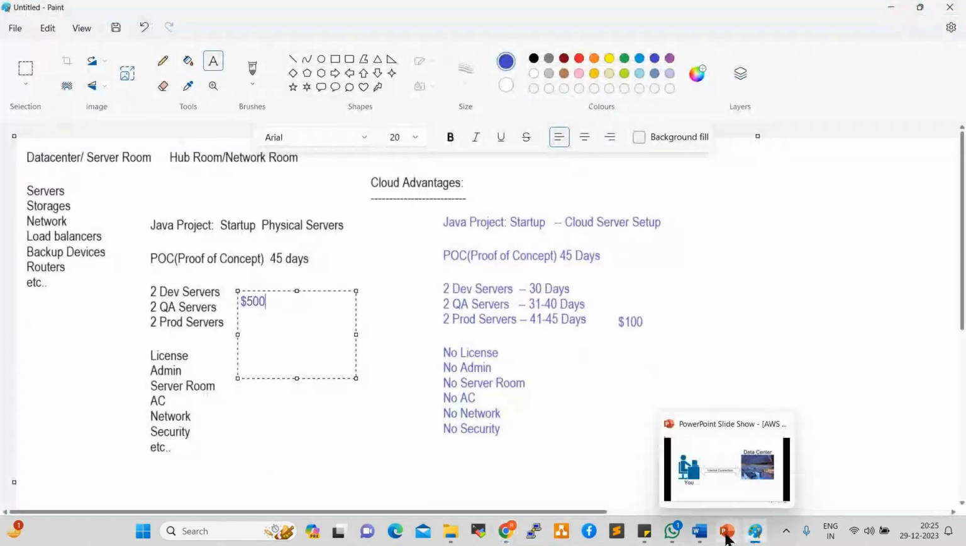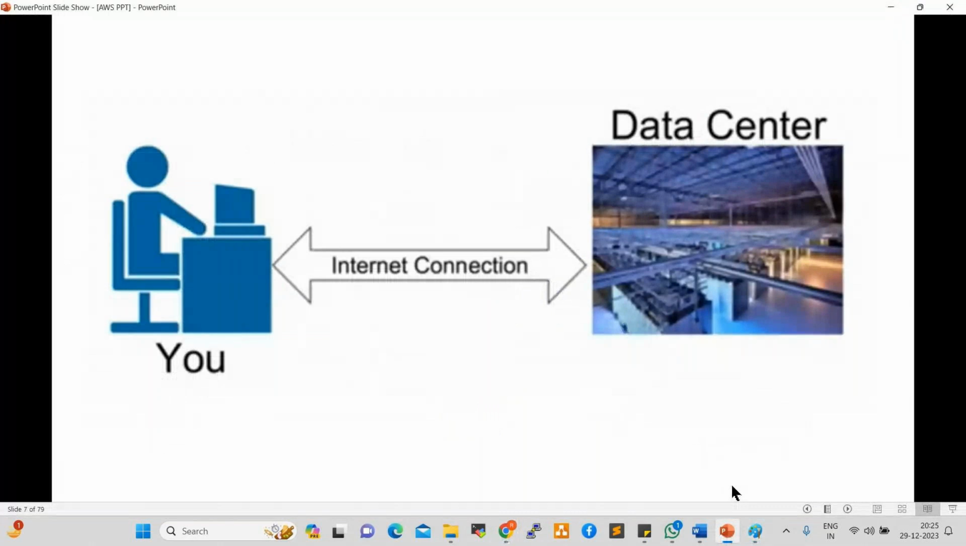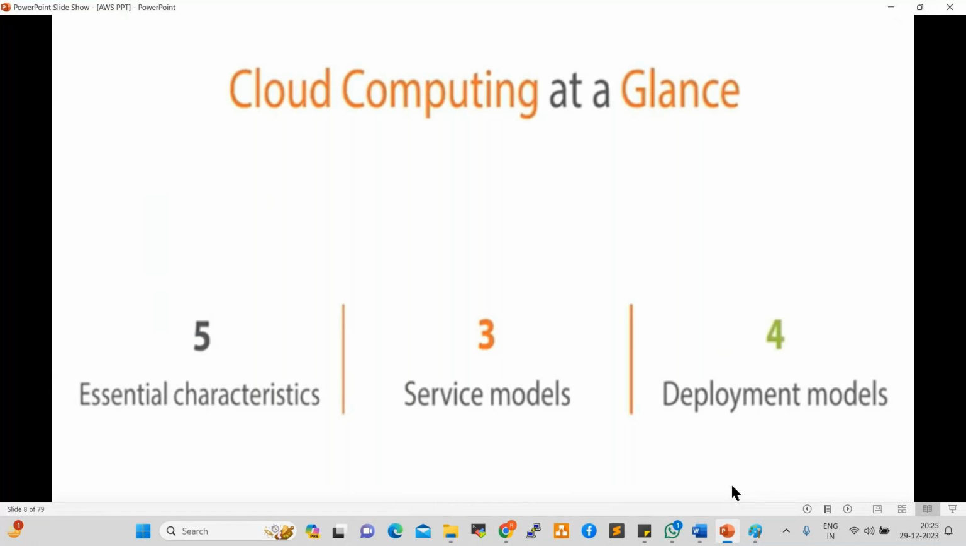Now, when we upload any data into Google Drive, the files will be uploaded directly to a Google data center, right? Yeah, so we can store the data in the Google data center. Fine. Now, let us go with cloud computing at a glance.